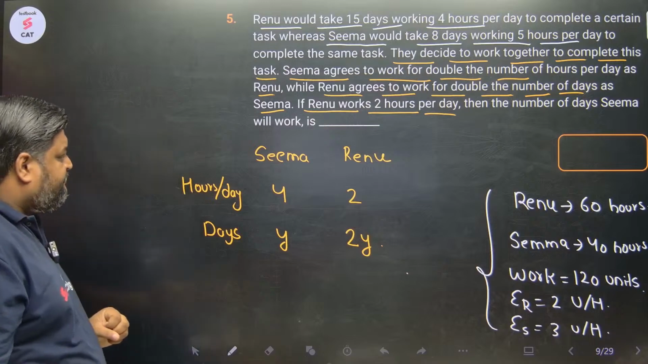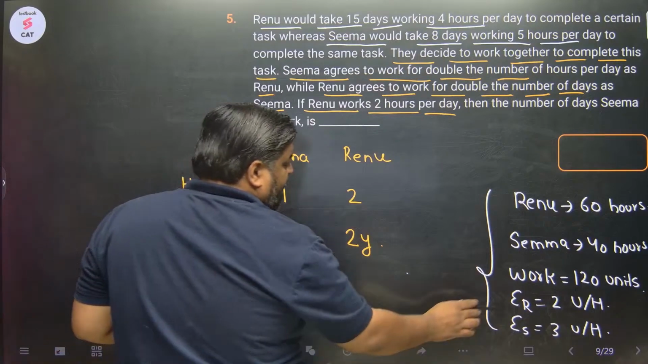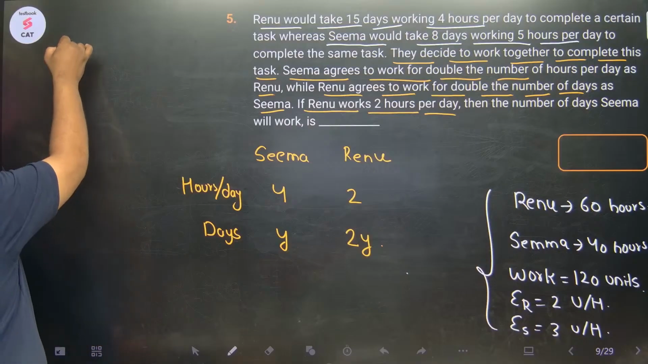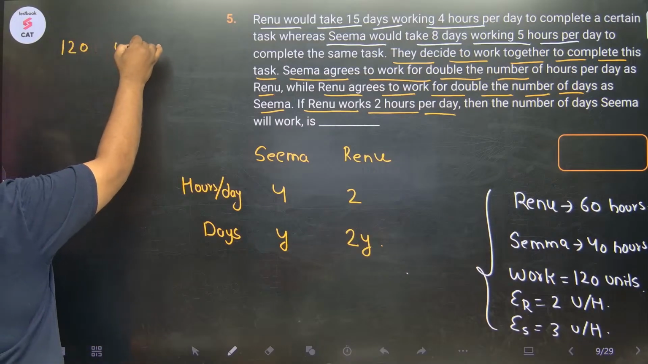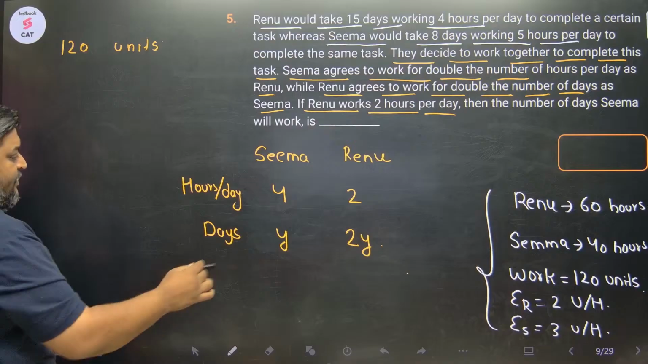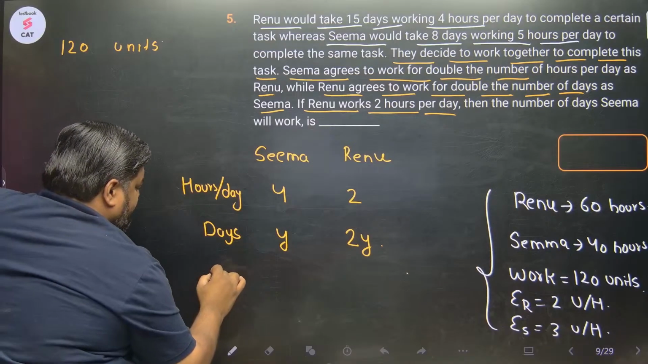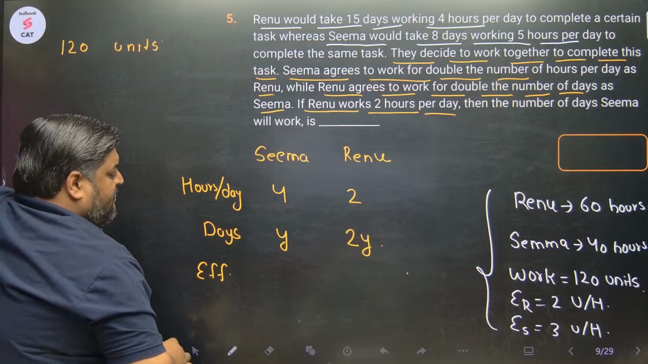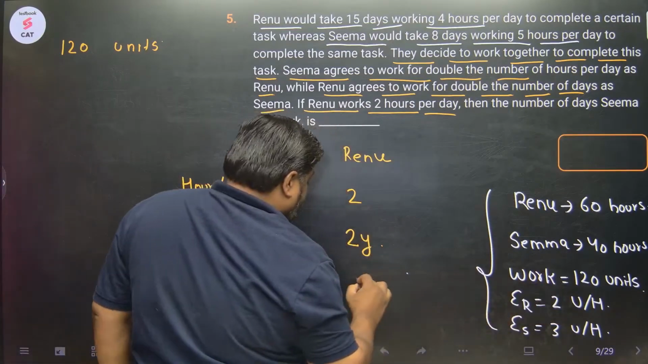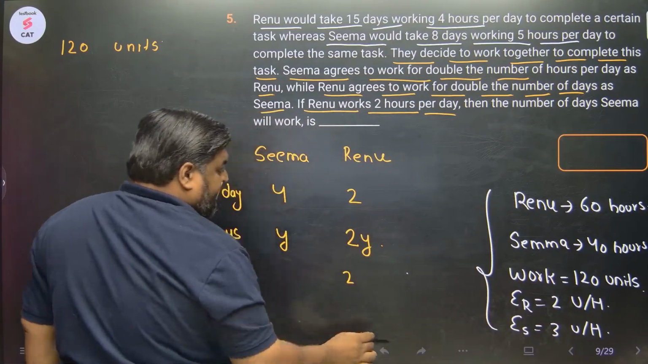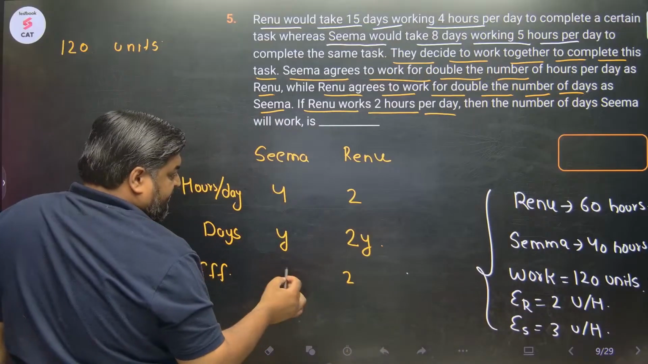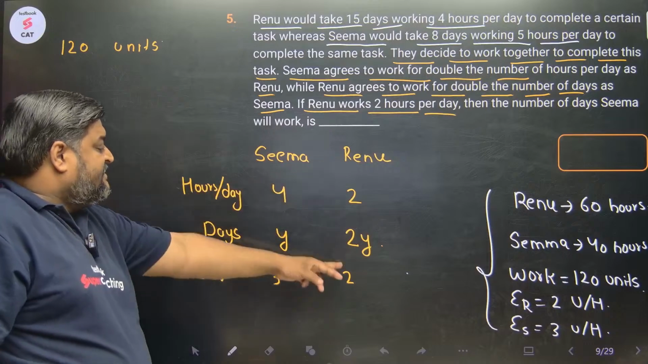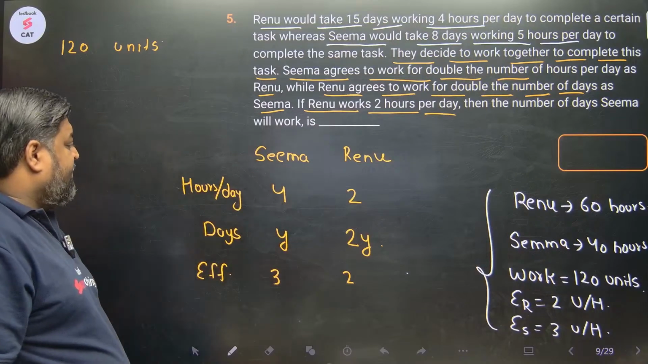चलो बच्चा देखो. We know that total work they are doing is 120 units. है ना? I know their efficiency as well. इनका efficiency भी लिख देते हैं. Sir, रेनू की efficiency है 2 units per hour, and सीमा की efficiency है 3 units per hour.